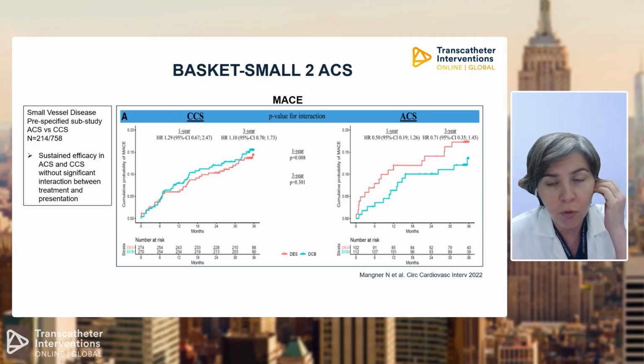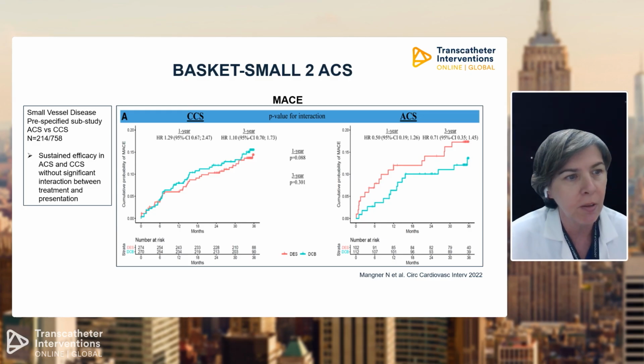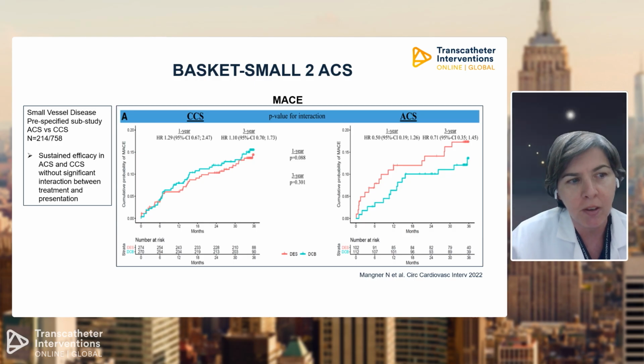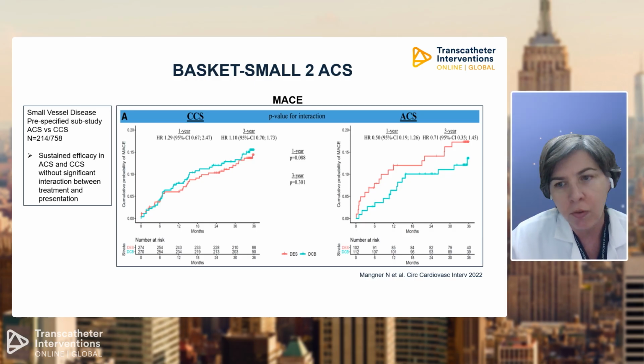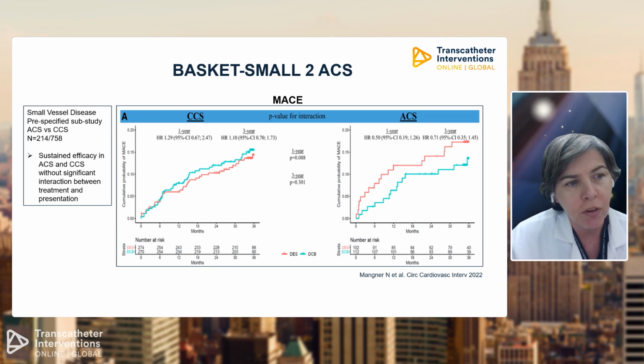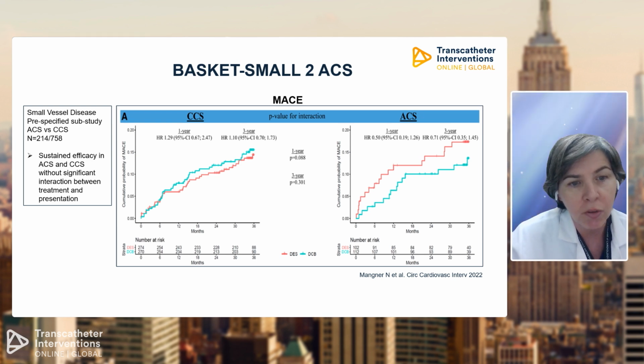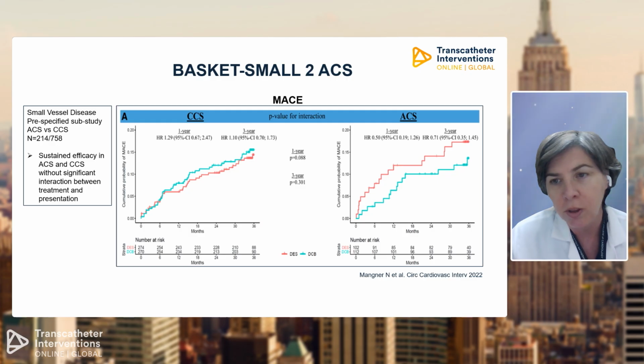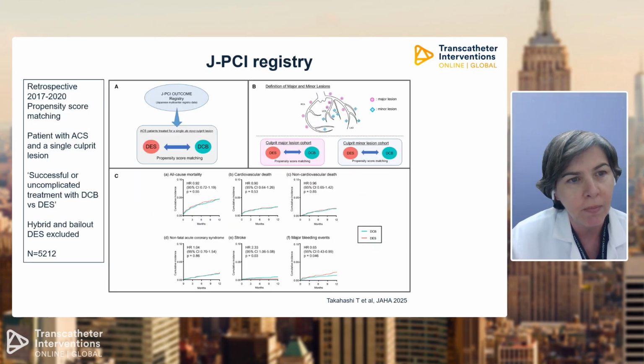BASKET-SMALL 2, which was really the pivotal small vessel study for DCB. They did a pre-specified sub-study looking at ACS versus stable angina. 214 of the 750 had an ACS. And they showed sustained efficacy in both ACS and stable angina out to 3 years, without any significant interaction between the treatment and the presentation.